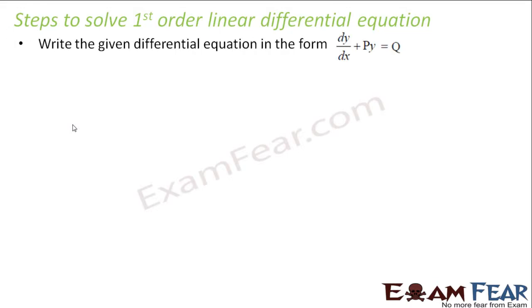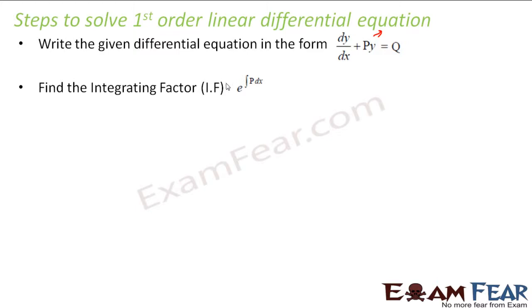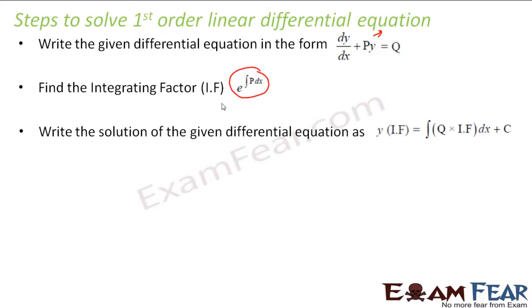So steps to solve this. If I have my equation in this form, dy by dx plus Py is equal to Q, my differential equation, first order, then I'll write the integrating factor as e to the power integration of P dx. If I get this value, I'll write the solution as y into integrating factor is equal to integration of Q into IF dx plus c. This will be my solution. So the catch here is to find the integrating factor. I'll give you proof of how we got this formula.